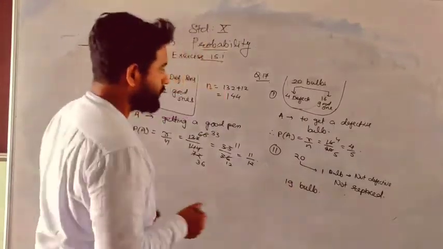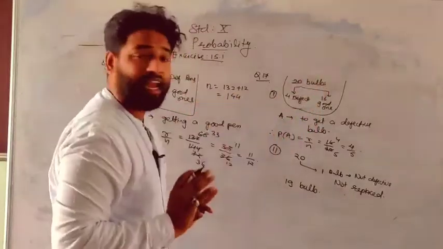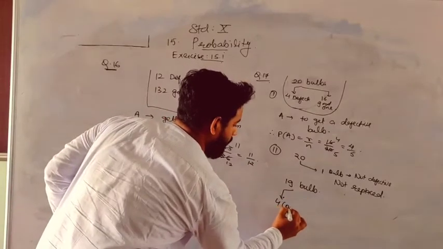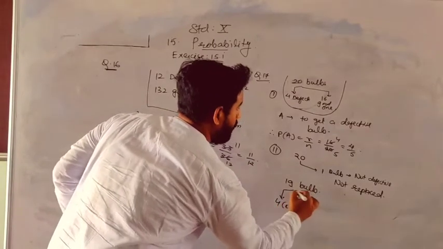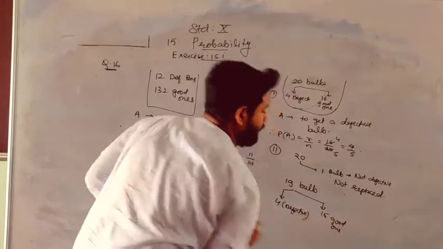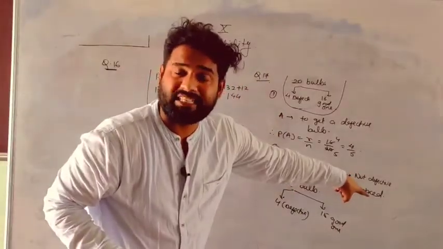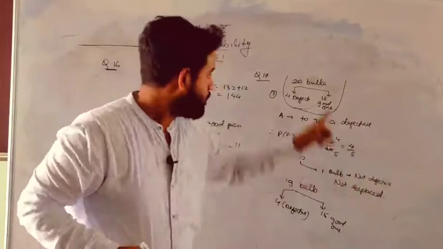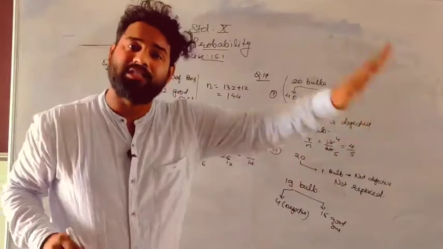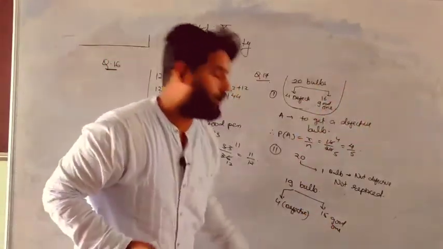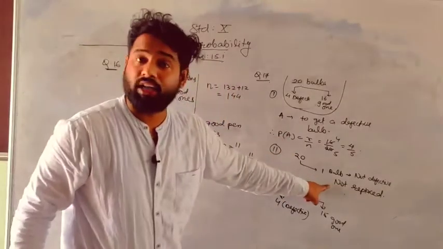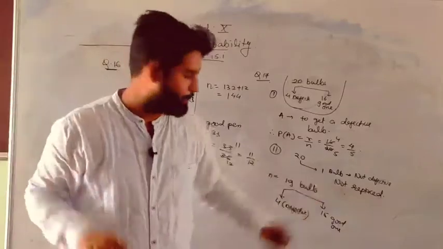And out of 19, how many good ones and how many defective ones will be there? See, defective ones will be 4, but good ones will be 15. Why? Because one good one you did not replace. One good one is kept out. So initially it was 16 good ones, but because you kept one good one outside, now the good ones will remain only 15 and total will be 19 bulbs.